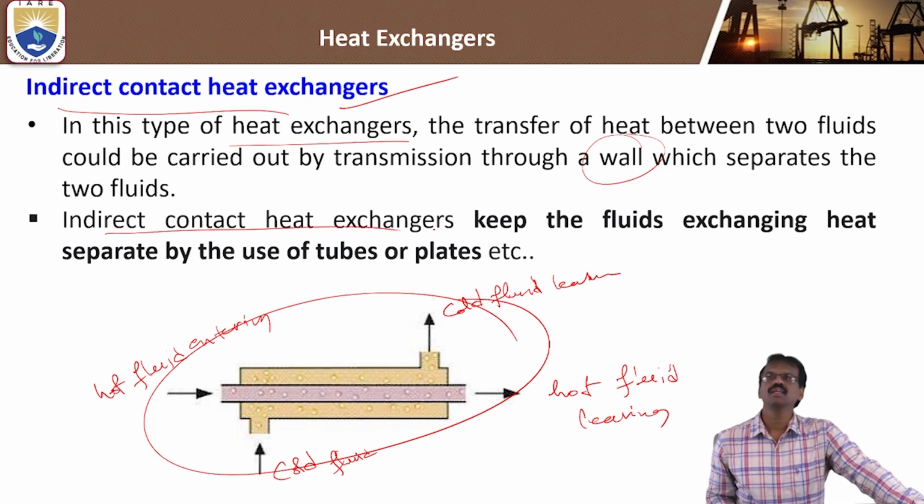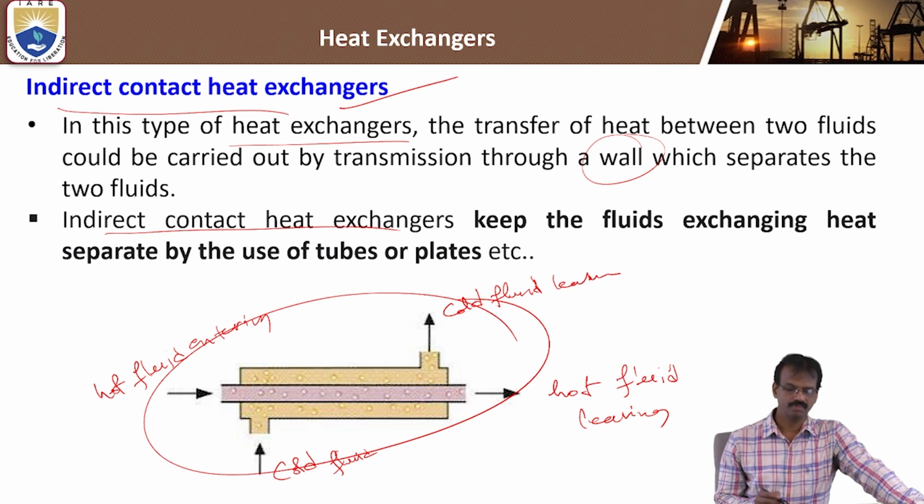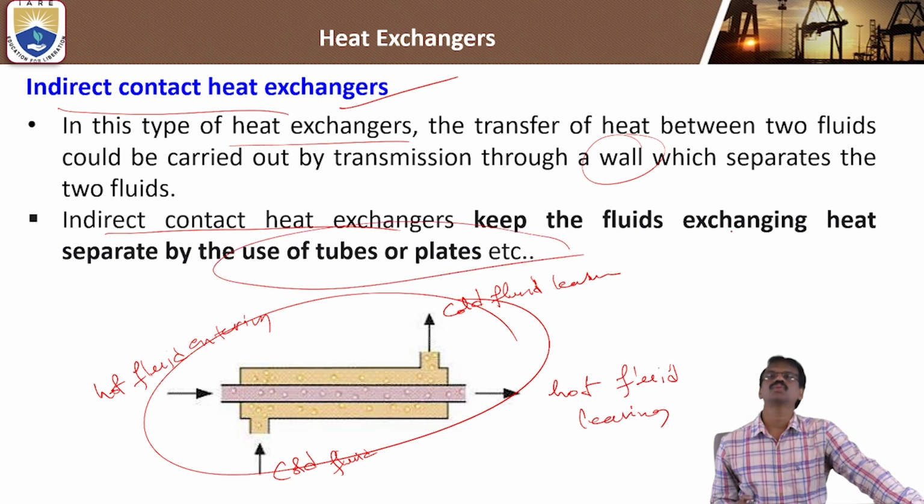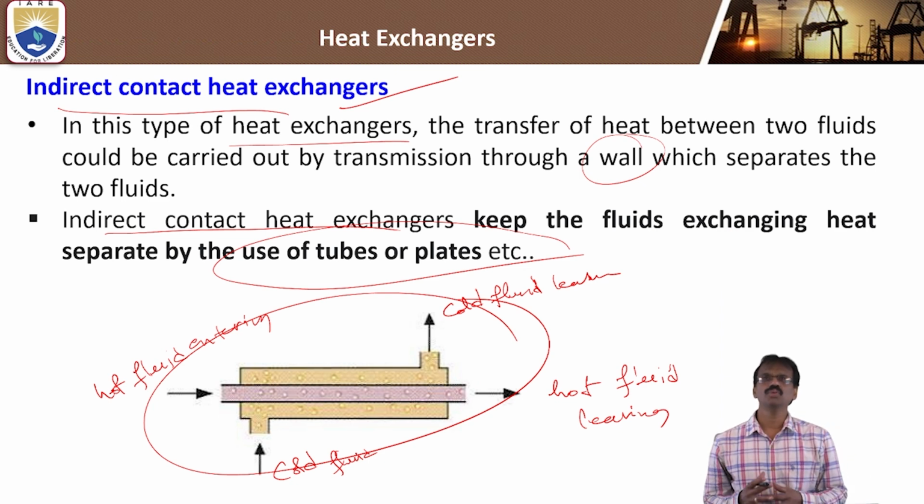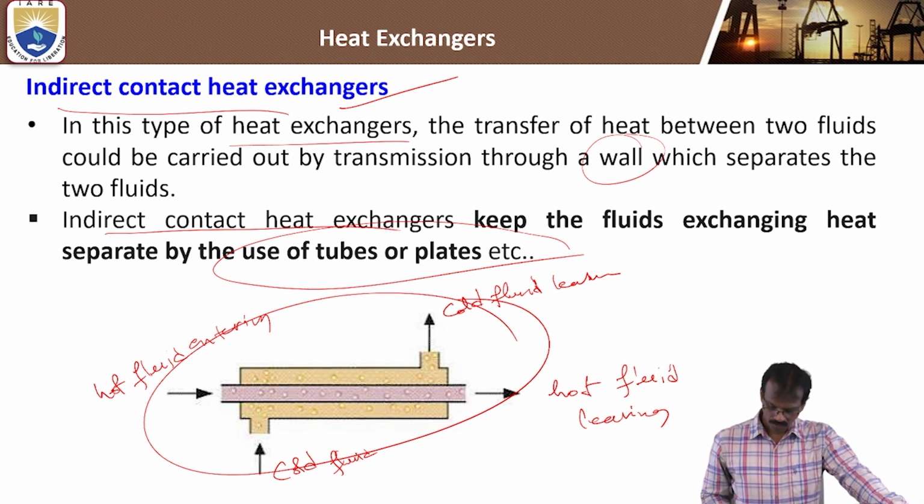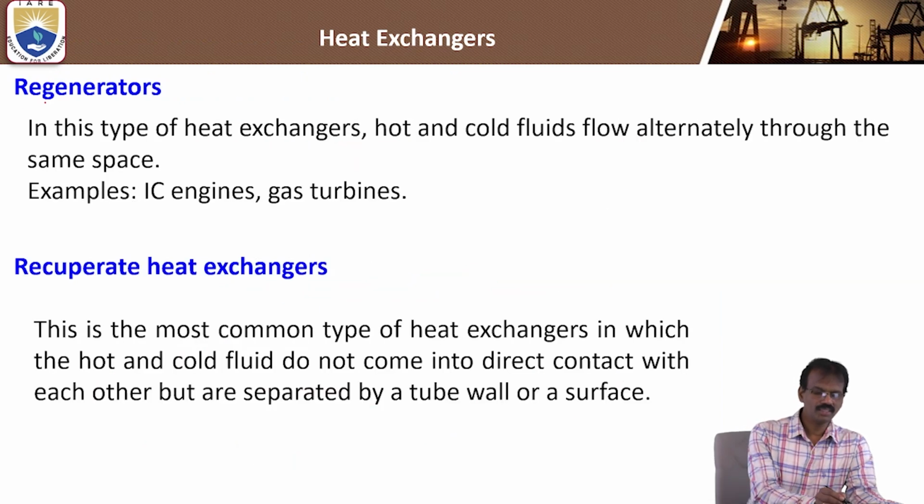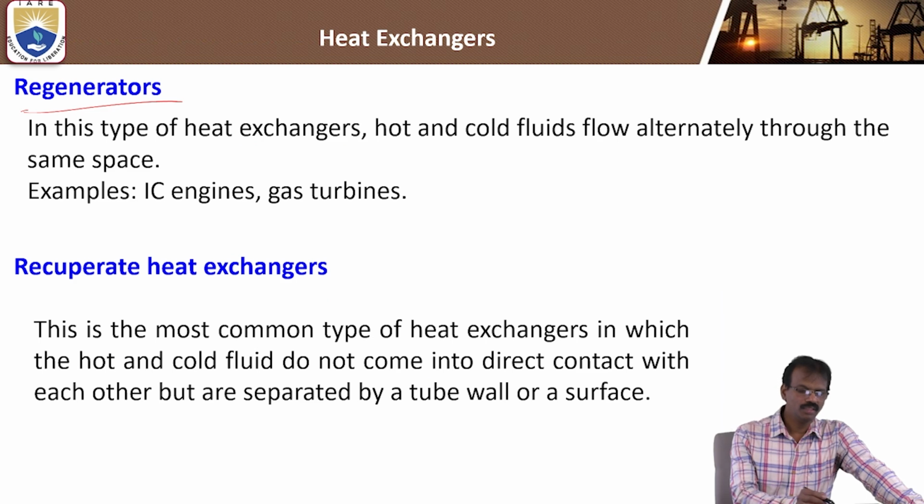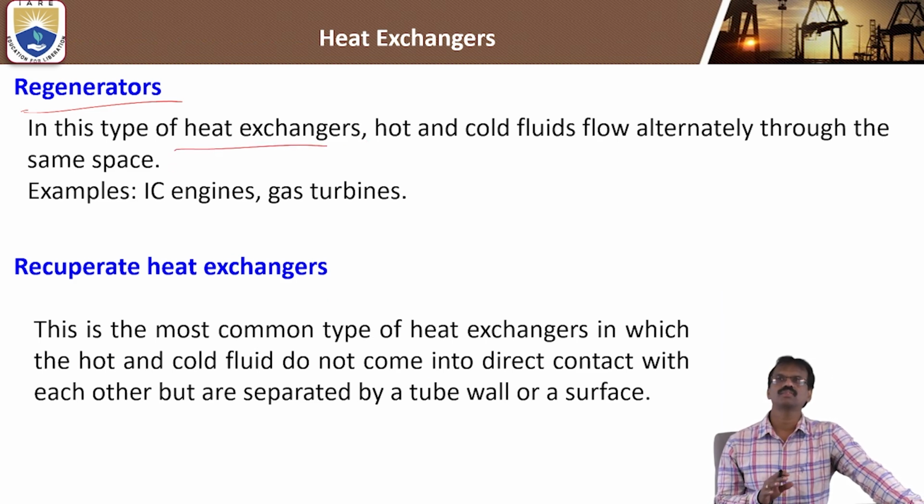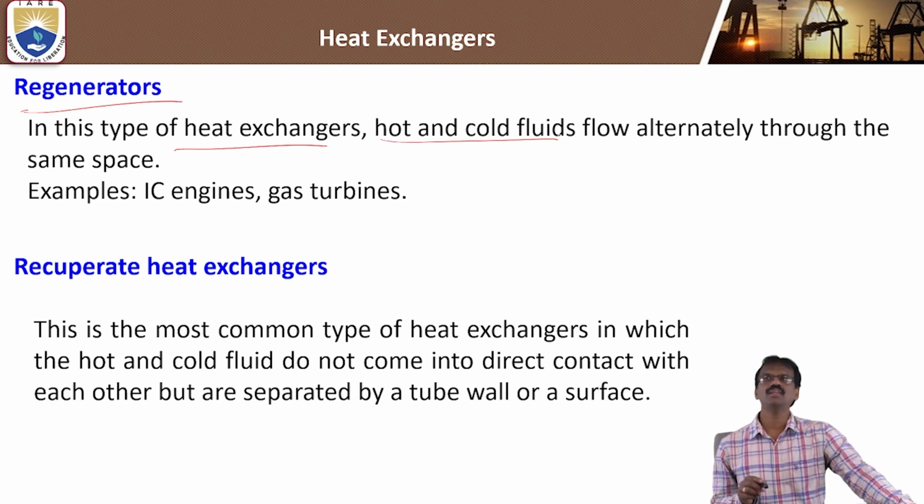Indirect contact heat exchangers keep the fluids exchanging heat separate by the use of tubes or plates. Here, the fluids don't mix with each other but are separated by pipes or tubes. But heat transfer takes place from one fluid to the other through the wall which separates both the fluids. So this one is the indirect contact heat exchanger. Examples of indirect contact are parallel flow, counter flow, and cross flow. All these belong to indirect contact heat exchangers. The second one is the regenerators. What are regenerators? In this type of heat exchanger, hot and cold fluids flow alternately through the same space.